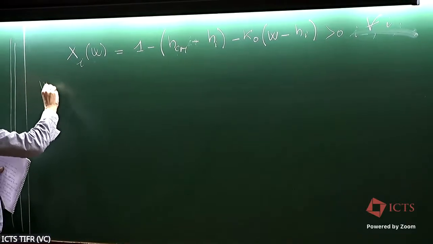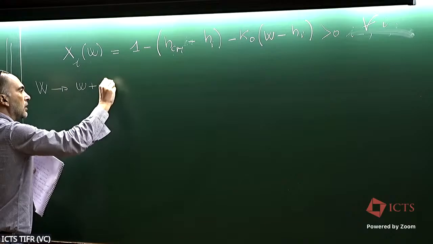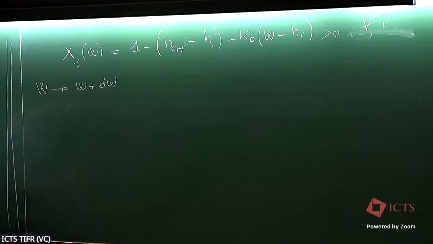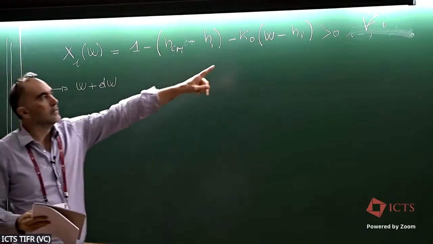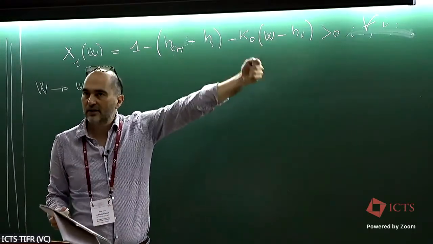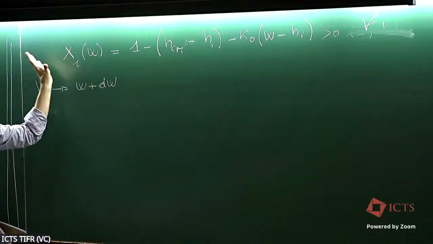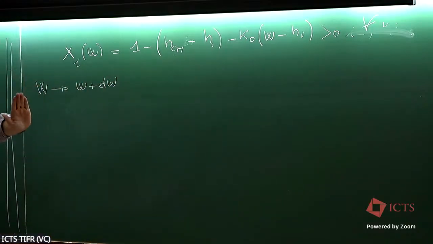We increase W by a small amount. When you increase W by a small amount, the force acting on the line increases, so everybody is pushed to the negative side. And then there is the possibility that some of them become negative, okay?